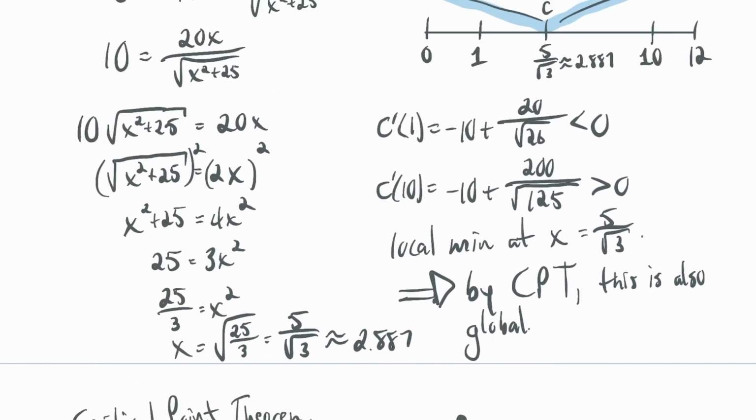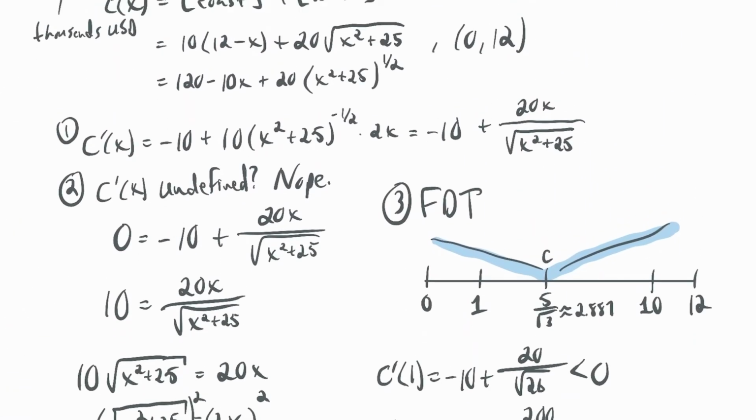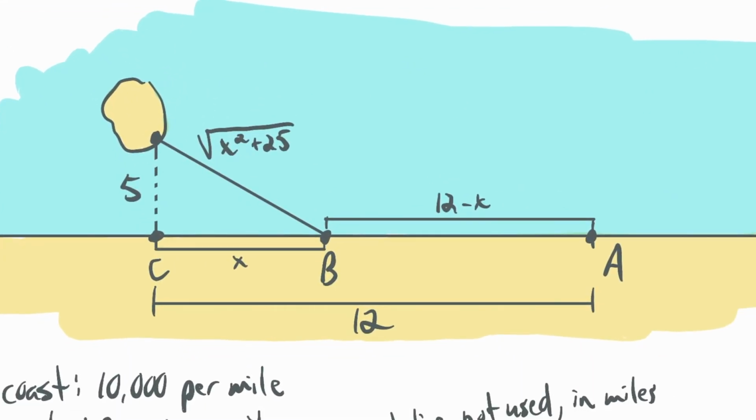So how do you minimize the total cost? Don't use 2.887 miles. Okay, so 12 minus 5 over root 3, which I'm doing that because I want the calculator to keep the decimals for me, give me a nice accurate value. Okay, so 9.113. And then the underwater section is square root of 25 over 3 plus 25. 5.774 would be the respective sections to be used along the coastline and along the water, respectively.